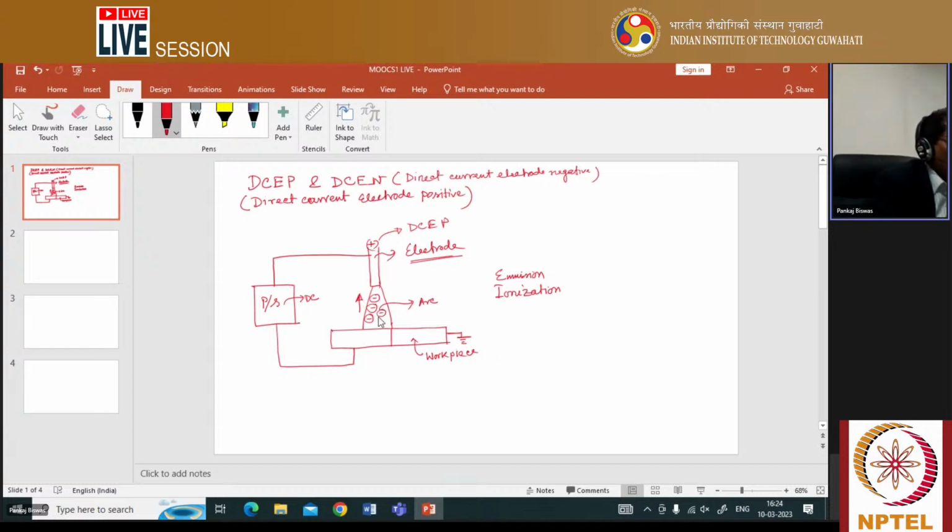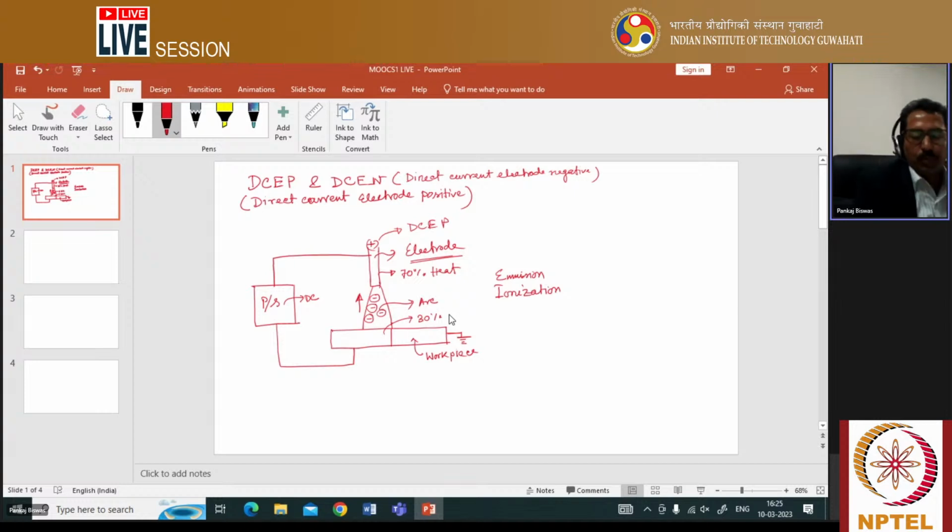So once this electron flows towards the electrode side due to the positive terminal connected with the electrode, what happens? There is bombardment of these electrons, because once the electrons start flowing in the gap, they gain high kinetic energy. This kinetic energy hits the electrode, and there occurs some bombardment. Due to this, in case of DCEP, around 70% heat is generated in the electrode, whereas 30% heat is generated in the parent material.